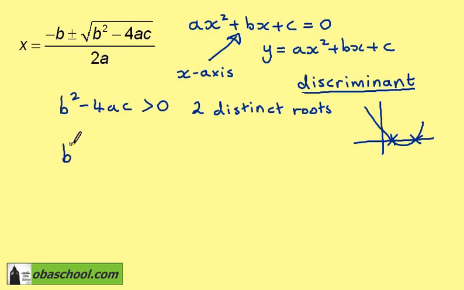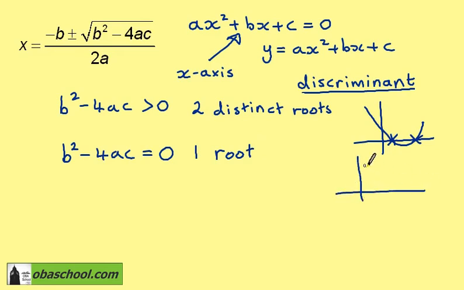If b squared minus 4ac, the discriminant, is equal to 0, the square root of 0 is 0, so we only get the one solution. So we have one root, and our curve would then just touch the axis at one point.